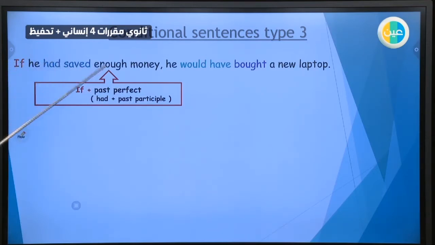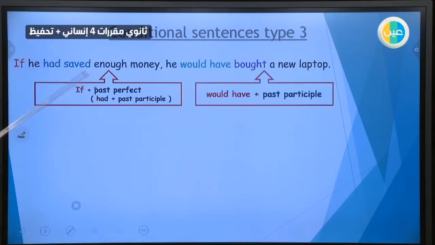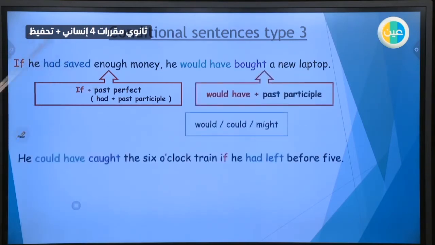If he had saved enough money, the main clause here is would have plus past participle. We can use would or could or might. So here, if he had saved enough money, comma, he would have bought a new laptop. This is type 3. So we use here had plus past participle with the if clause, with the main clause would or could or might plus the past participle.